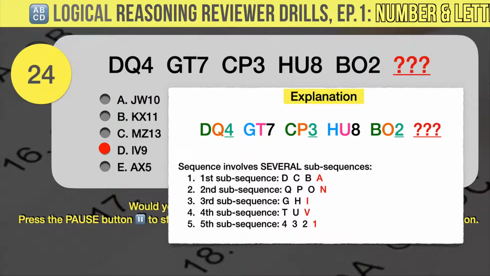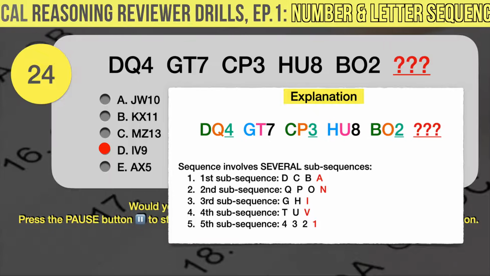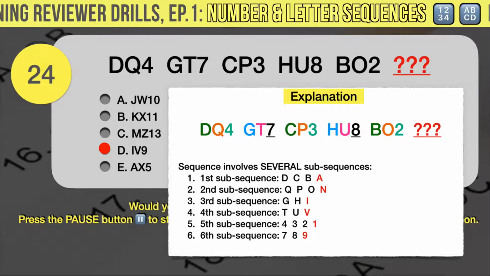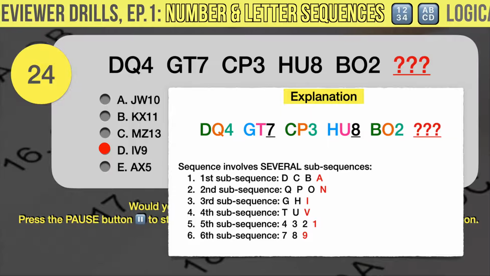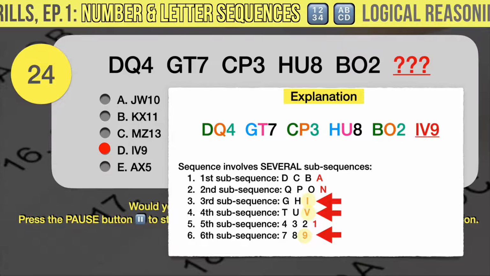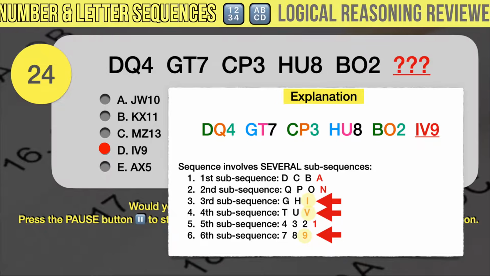Fifth subsequence, 4, 3, 2. The next number in this subsequence should be 1. Sixth subsequence, 7, 8. The next number in this subsequence should be 9. For the final solution, the next set of letters and numbers should come from the third, fourth, and sixth subsequences, IV9.